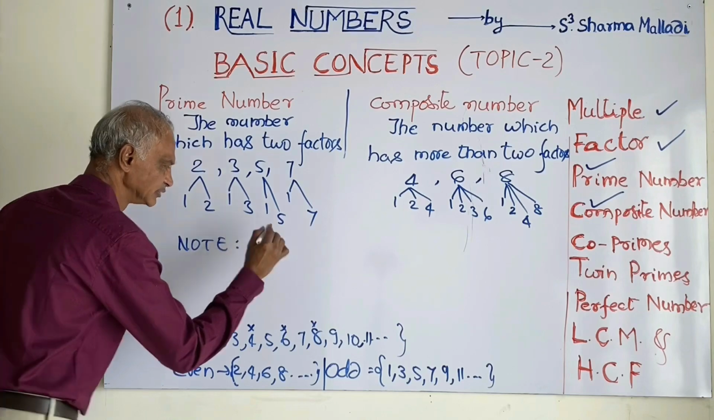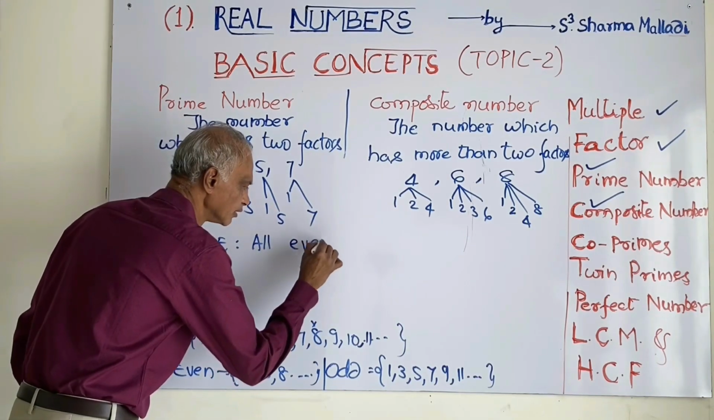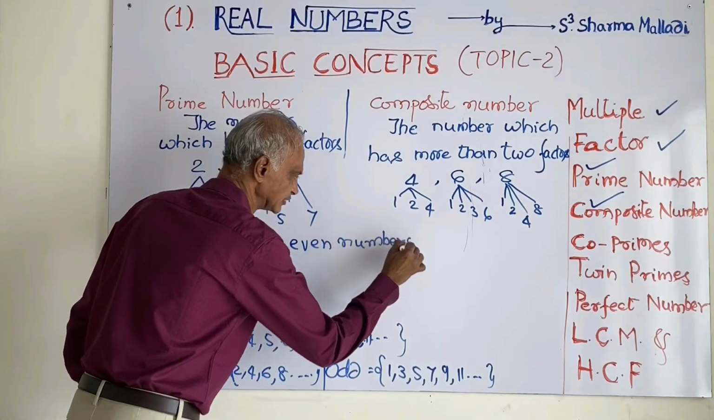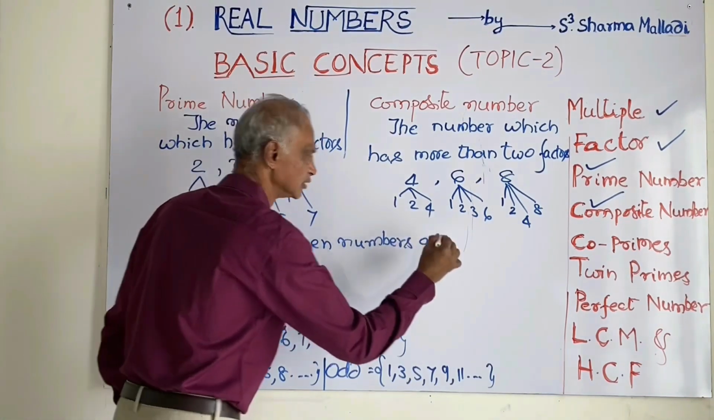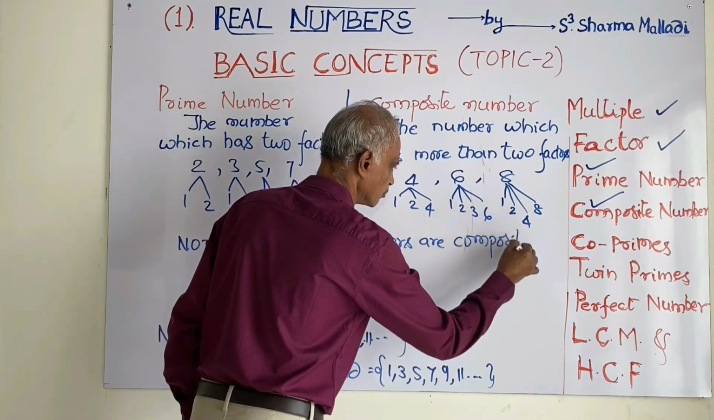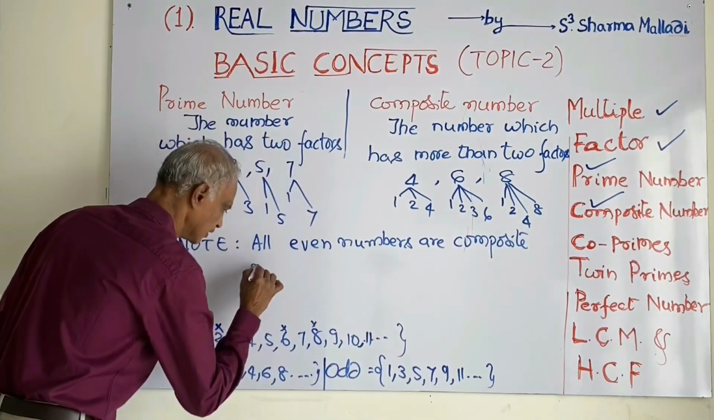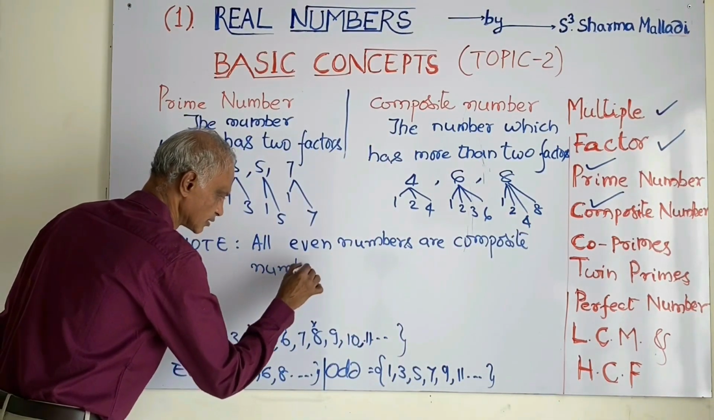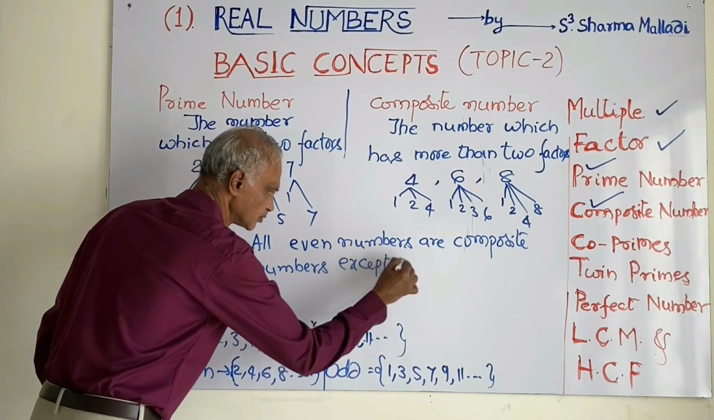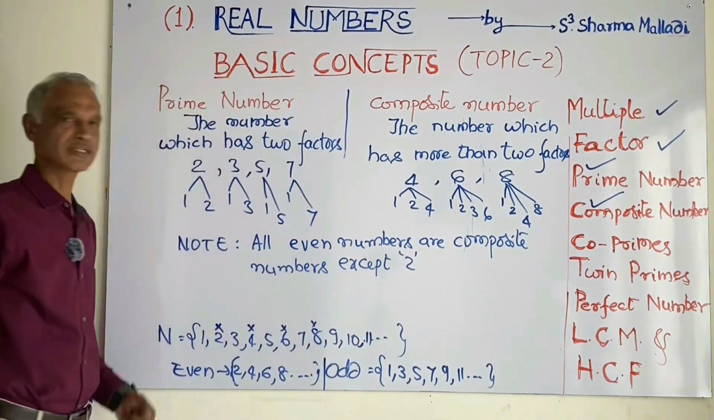All even numbers are composite numbers except 2. What is the least?